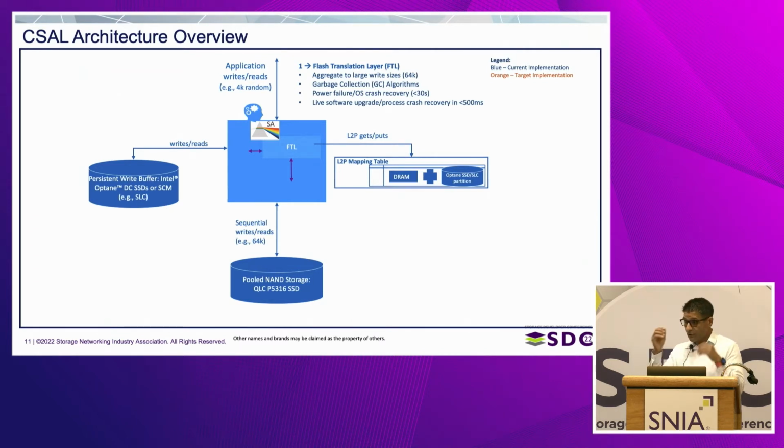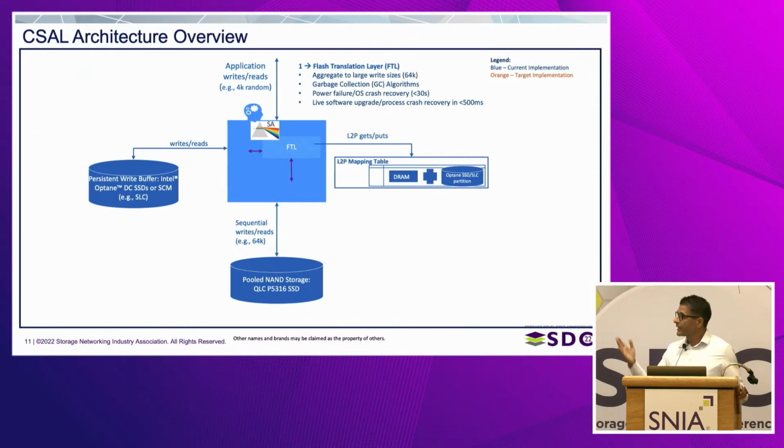This cache is actually a log-structured cache because we have the full L2P index. We can do a log-structured cache that has advantages over associative caches. Now, as any FTL has to do, we do garbage collection. We have several different algorithms to do this.